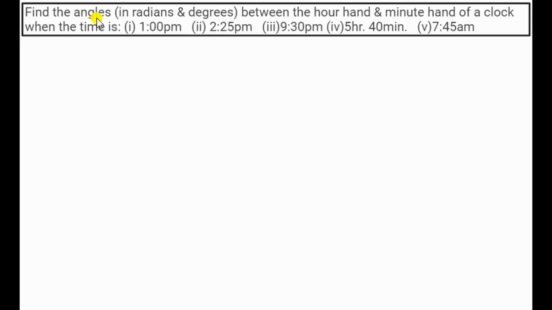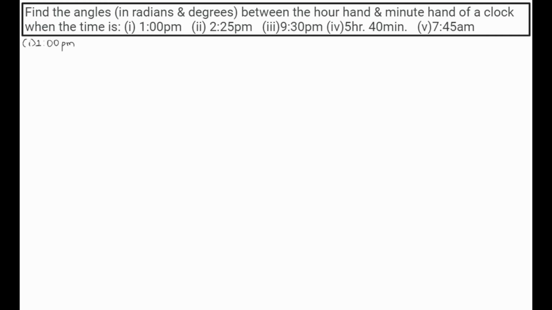So the question is: find the angles in radians and degrees between the hour hand and minute hand of a clock when the time is... So they have given five different timings. First one is 1 p.m. Second one is 2:25 p.m. Third one is 9:30 p.m. Fourth one is 5 hours 40 minutes. And the fifth one is 7:45 a.m.